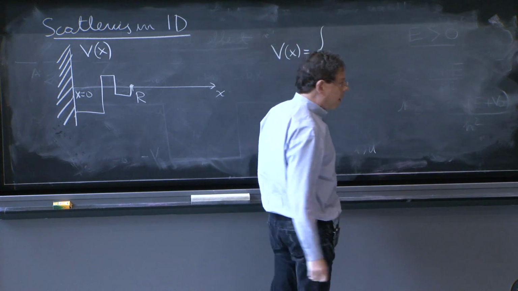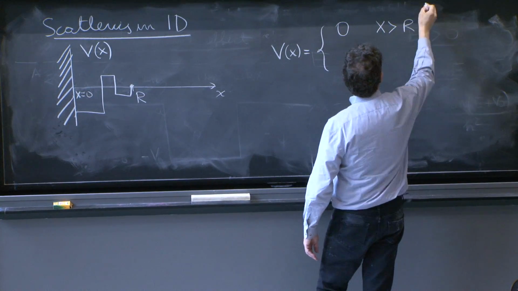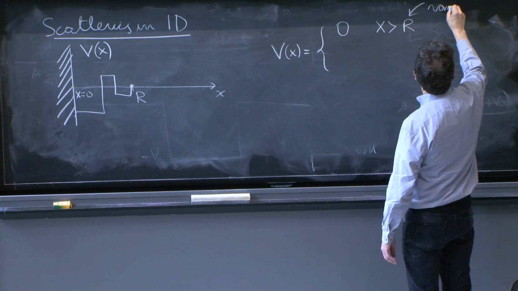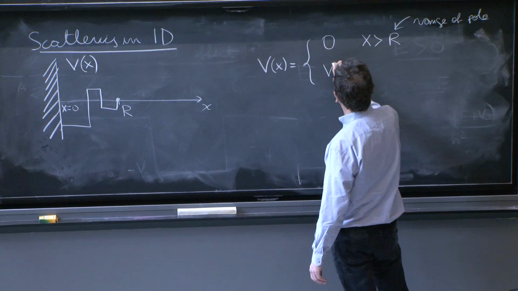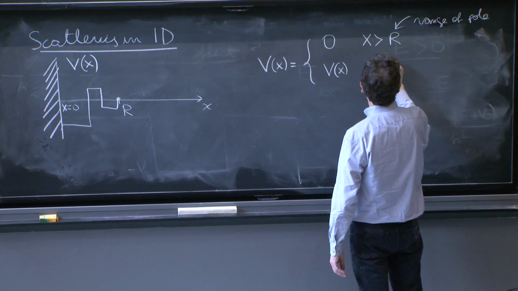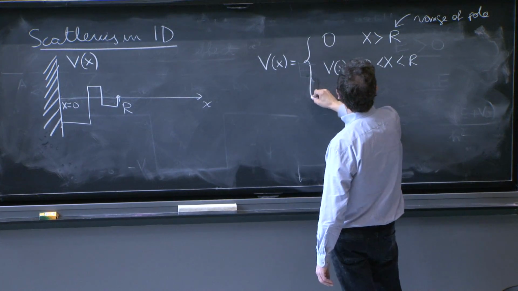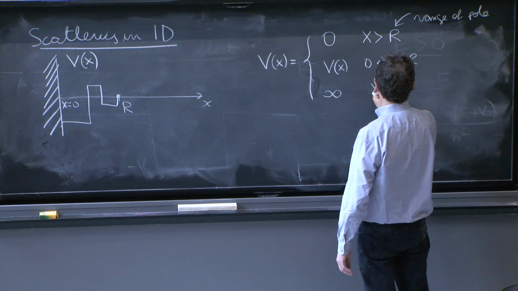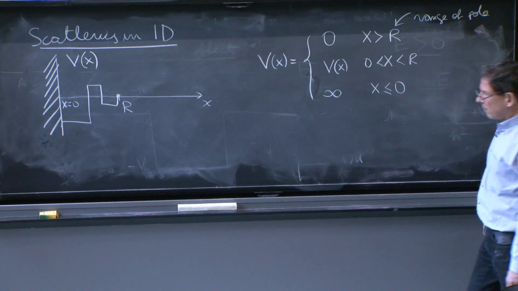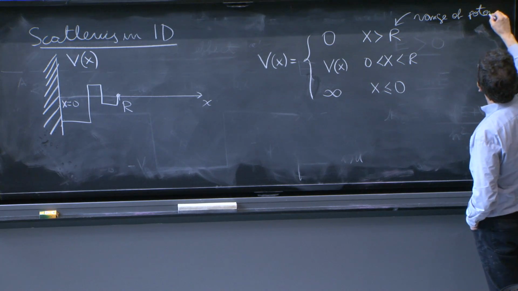will have the following properties. It will be identically 0 for x greater than r, which is called the range of the potential. It will be some function, v of x, for x in between r and 0. And it will be infinity for x less or equal than 0. This is your potential. It's a potential of range r, range of the potential.